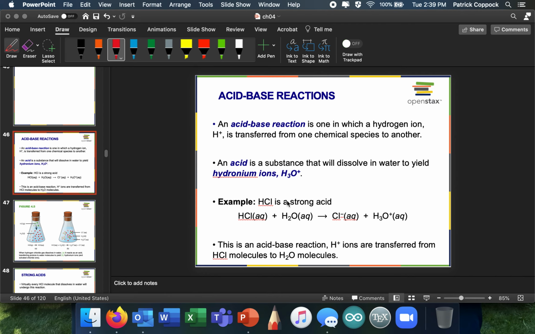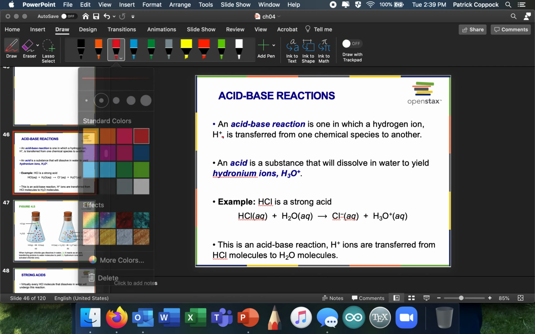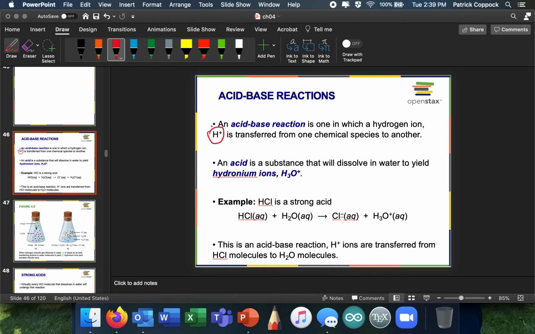Second kind of reaction I want to talk about are acid-base reactions. Acid-base reactions are ones in which a hydrogen ion, H+, is transferred from one chemical species to another.